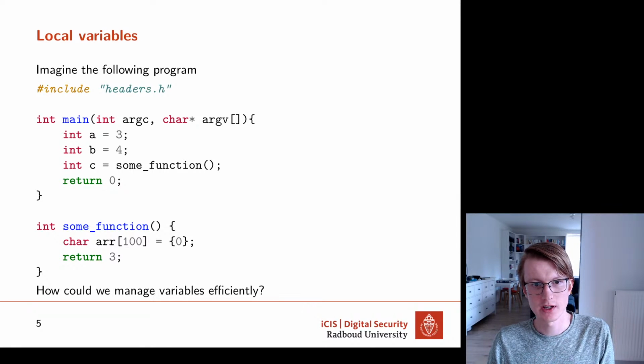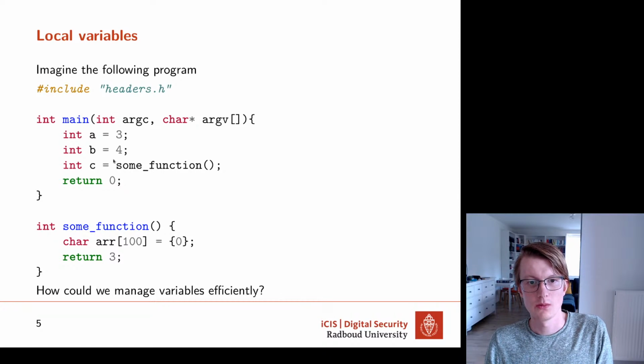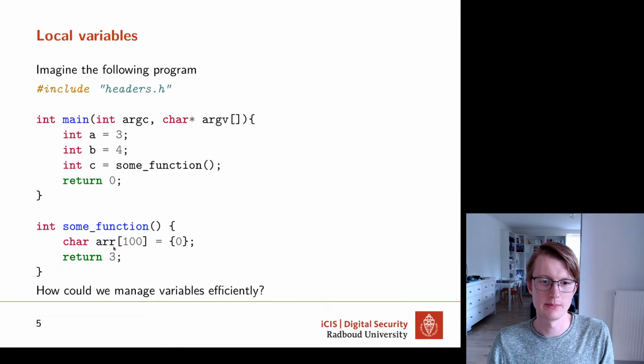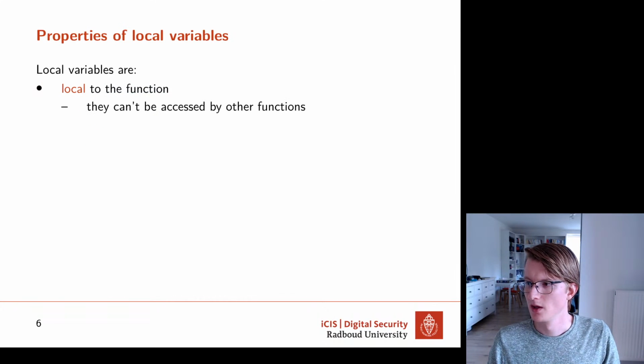Local variables, how can we manage those efficiently? For example, we have here that some function is being called by the main function, and they both have their own copies of local variables that need to have some space assigned to them, and that's 100 bytes for this sum function. Main has these 4 integers. They need to be put somewhere, and how do we do that efficiently and ideally with as little overhead as possible?